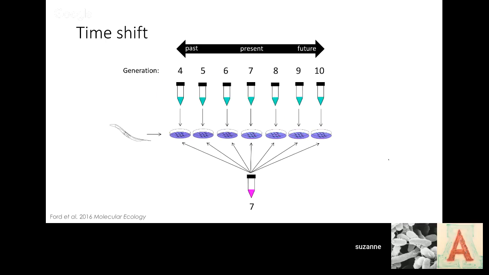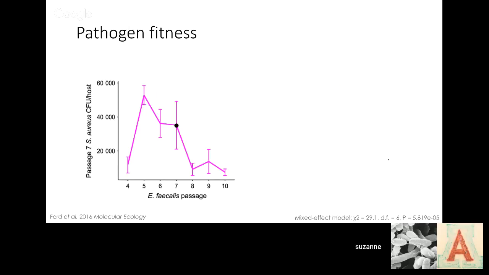I again exposed them to C. elegans for 24 hours and measured their infection loads. So this is the infection load of the pathogen from passage generation 7. This is the colony forming units per host, and you can see how the fitness of the pathogen changes against the defensive symbiont from generations 4 through to 10. As you can see here, the pathogen is most fit against the defensive symbiont that it has recently seen, and again, it's least fit against the defensive symbiont that it has not yet seen, so the ones in the future.